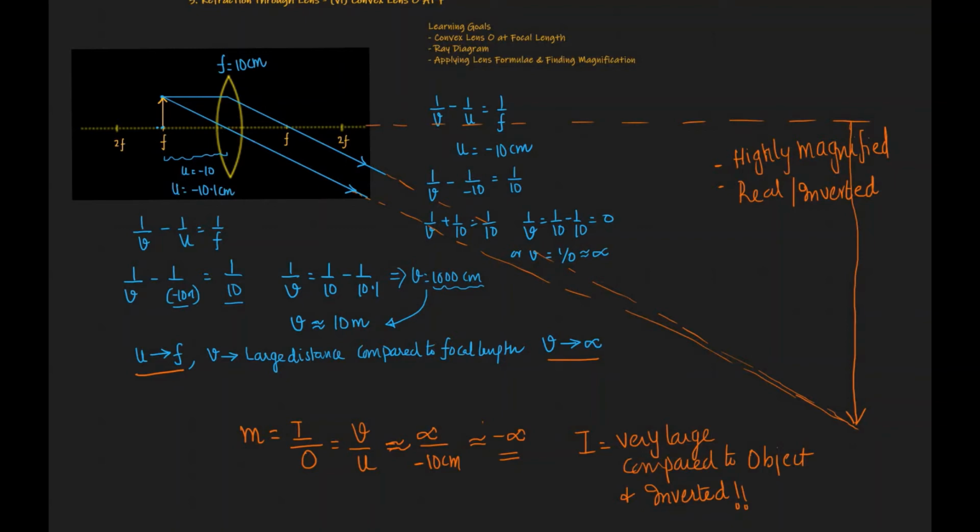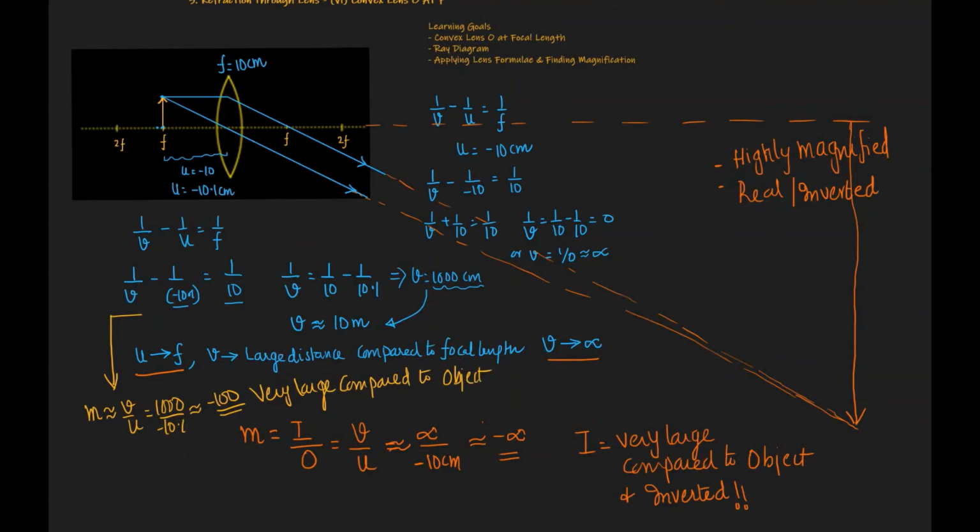In this example that we did just here, you can substitute and find out what your magnification will be. So in this case, the magnification will be approximately V by U. So that is 1000 divided by U, which is 10.1. You can say this will be minus 10.1. This will be approximately minus 100. Still, the point is this is very large compared to the object.